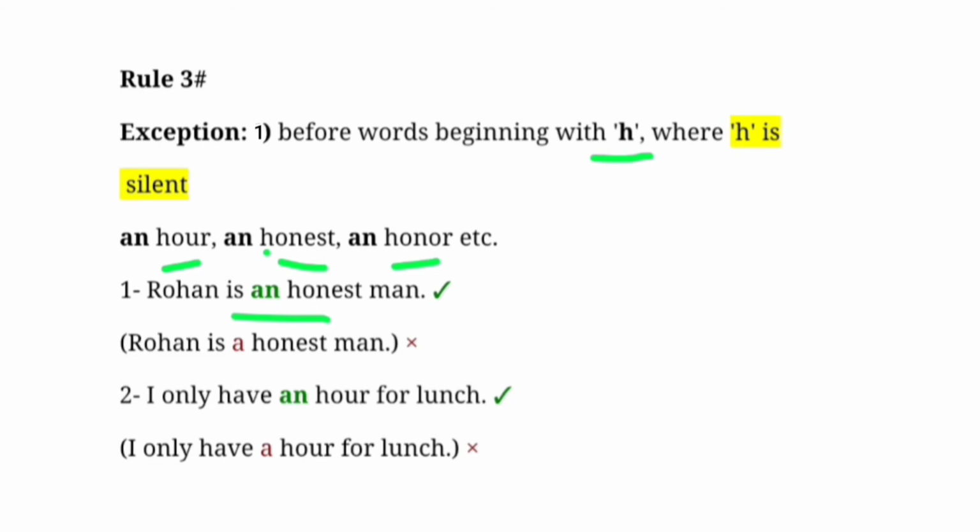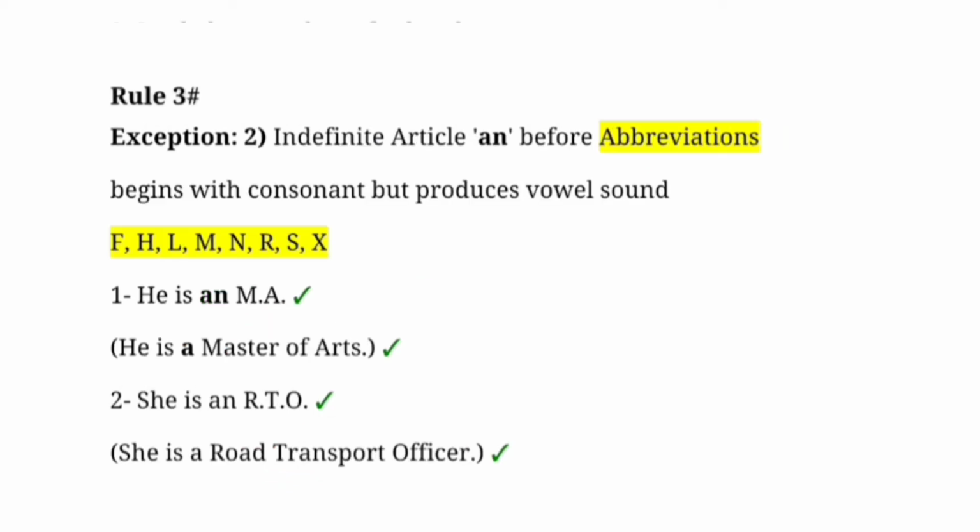And in the next sentence, I only have an hour for lunch. We put an before hour because it produces a vowel sound. We can't say a hour. It is wrong. Let's see the next exception rule.